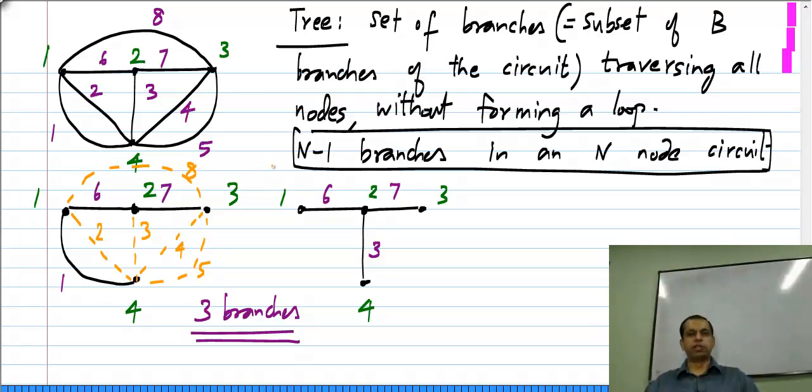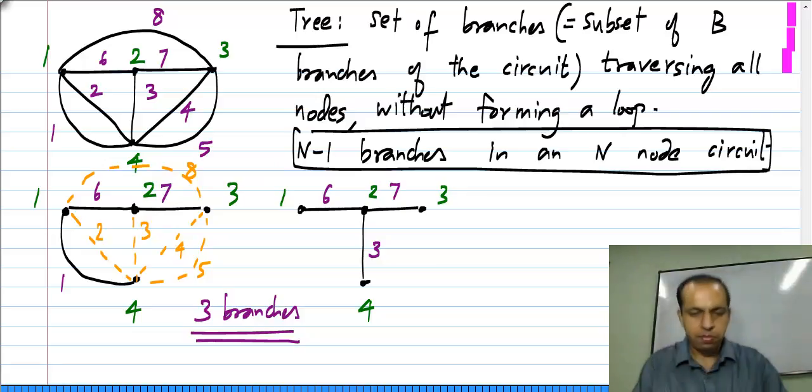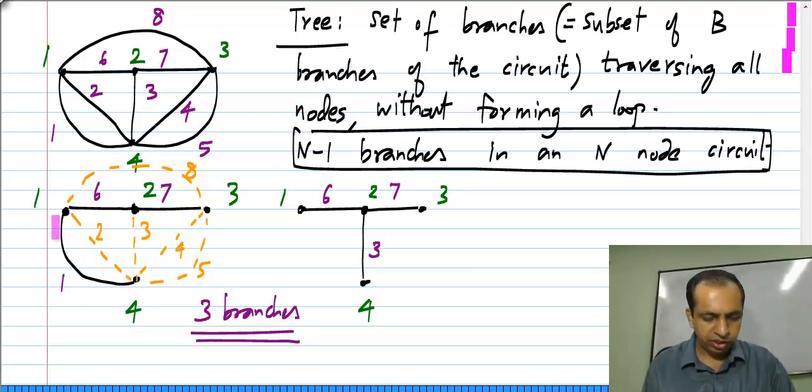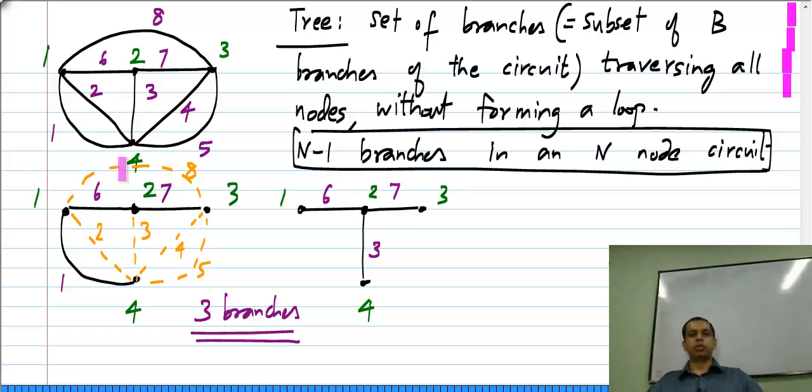It is pretty obvious that to a tree, if you add any of the remaining branches, you will form a loop. Okay. So, if I add branch 2, there will be a loop here. If I add branch 3, there will be a loop over there, and if I add branch 8, there will be a loop formed by branches 6, 7 and 8. Okay. So, once you have a tree, you add any branch to it, you will form a loop. Okay. So, now it is very easy to count the number of loops.